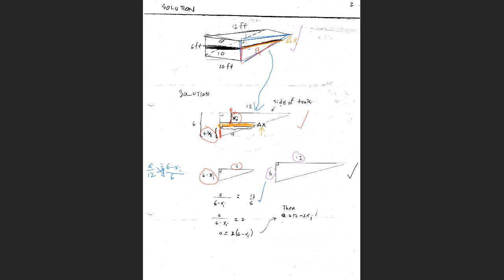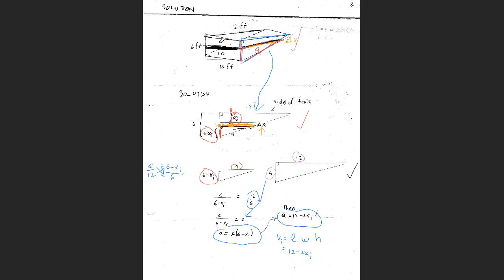And what we're trying to do is find an expression for A. Well, on the right side, 12 divided by 6 equals 2. No problem there. And then A would equal 2 times 6 minus xi, or A equals 12 minus 2 times xi. So now volume, which is length times width times height. Okay, this is the volume for the ith layer of water. I'll call it V sub I.